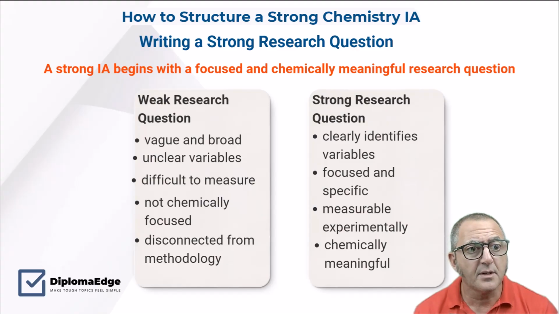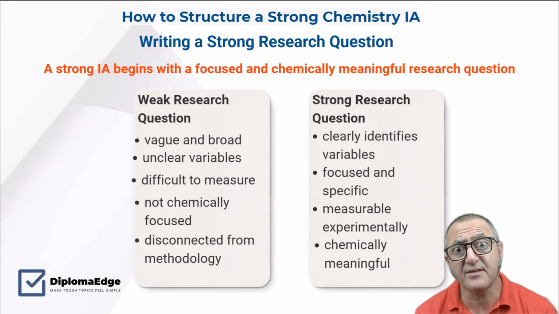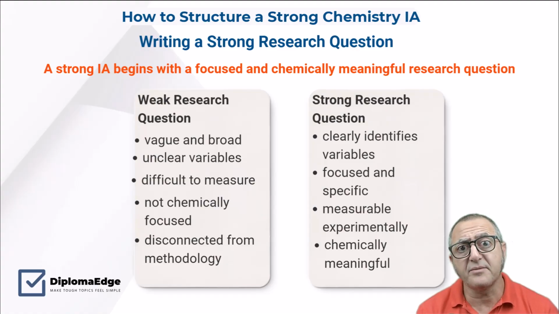So a strong research question for the same investigation would be something like, how does hydrochloric acid concentration, that's your independent variable, affect the volume of hydrogen gas produced, that's your dependent variable, when reacting with magnesium ribbon? Okay, this is a much more specific research question because you are mentioning the acid, you're mentioning what you're changing, your independent variable, and you're mentioning the volume of hydrogen gas, which is what you're measuring, your dependent variable.